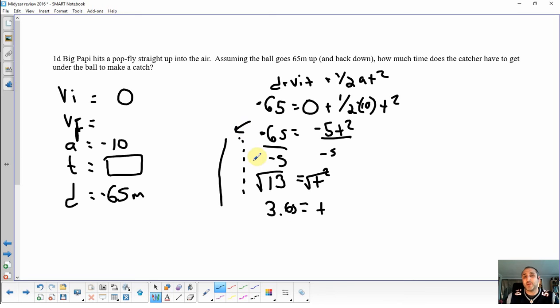which again is just the time coming down, but we need also the time coming back up. So what we're going to do is multiply that by 2 to get 7.2 seconds, which would be the whole trip time.